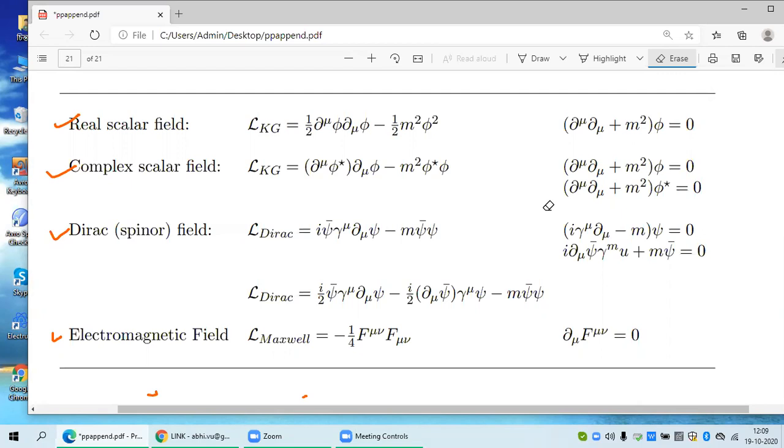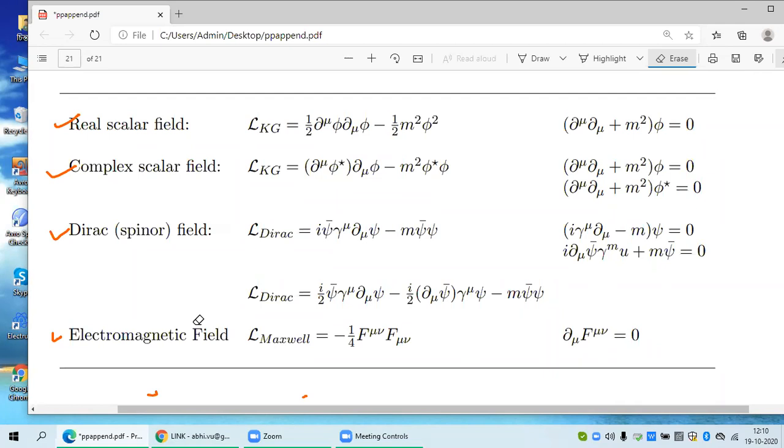Clear? So at some point of time, we have to write what the Lagrangian will look like when a Dirac field interacts with a scalar field, or a Dirac field interacts with a photon.